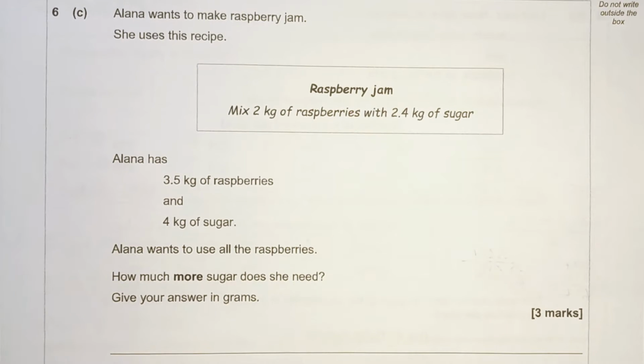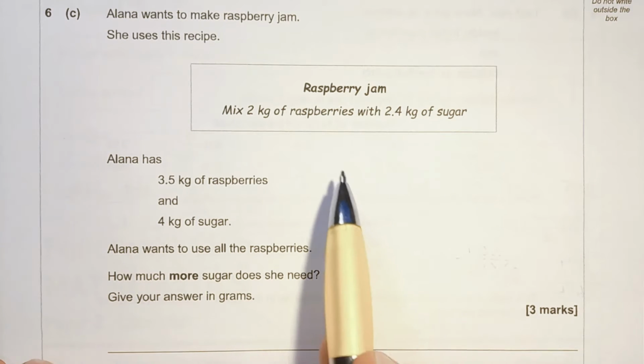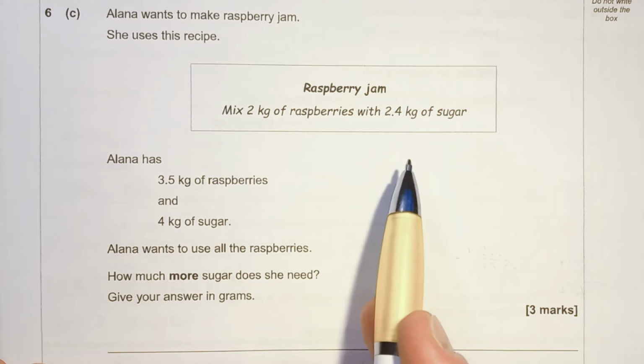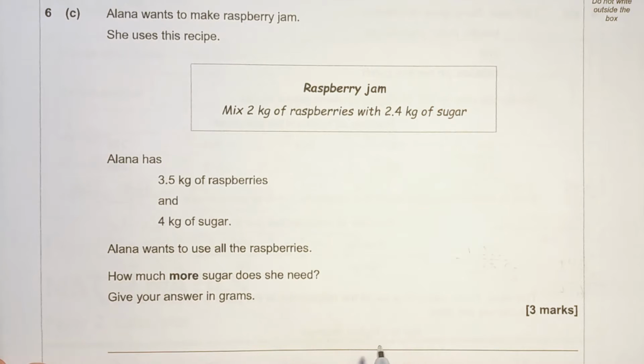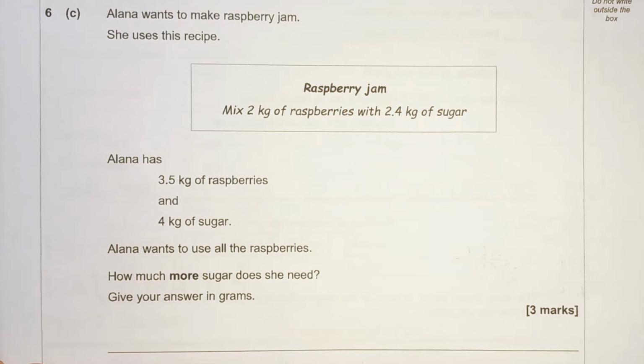C. Alana wants to make raspberry jam. She uses this recipe. Raspberry jam, mix 2 kilograms of raspberries with 2.4 kilograms of sugar. Alana has 3.5 kilograms of raspberries and 4 kilograms of sugar. Alana wants to use all the raspberries. How much more sugar does she need? Give your answer in grams.